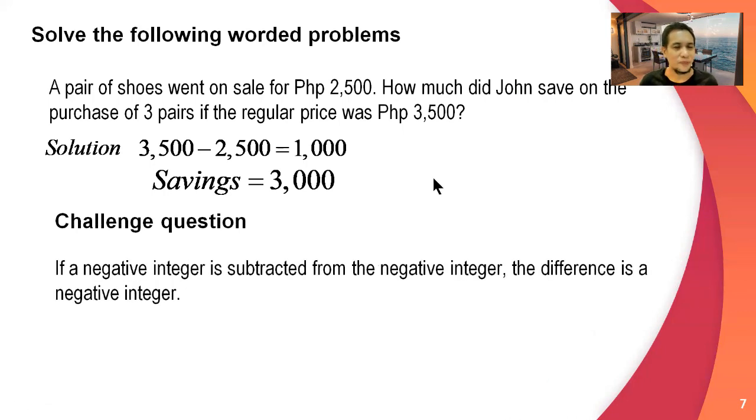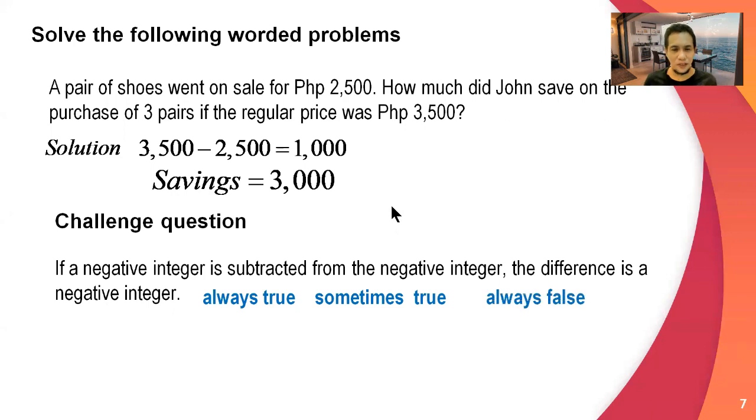If a negative integer is subtracted from a negative integer, the difference is a negative integer. These are the possible answers: always true, sometimes true, and always false. Which do you think is the right answer for the given situation? If a negative integer is subtracted from a negative integer, the difference is a negative integer.